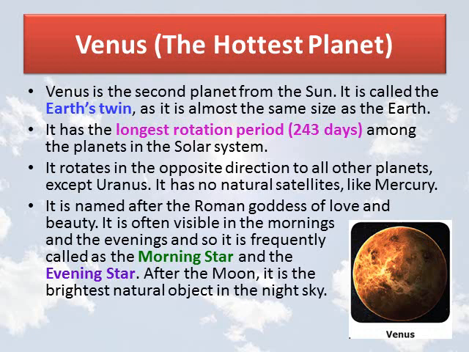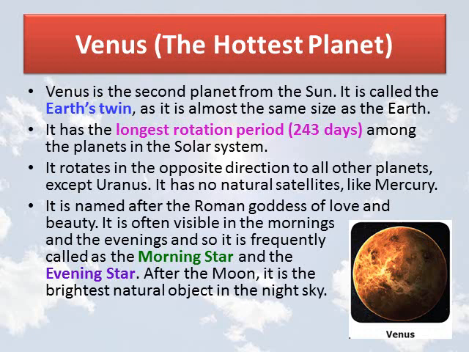It has the longest rotation period, that is 243 days, among the planets in the solar system. It rotates in the opposite direction to all other planets except Uranus. So Uranus and Venus rotate in the opposite direction to the other planets. It has no natural satellite. Like Mercury, Venus also does not have a natural satellite.